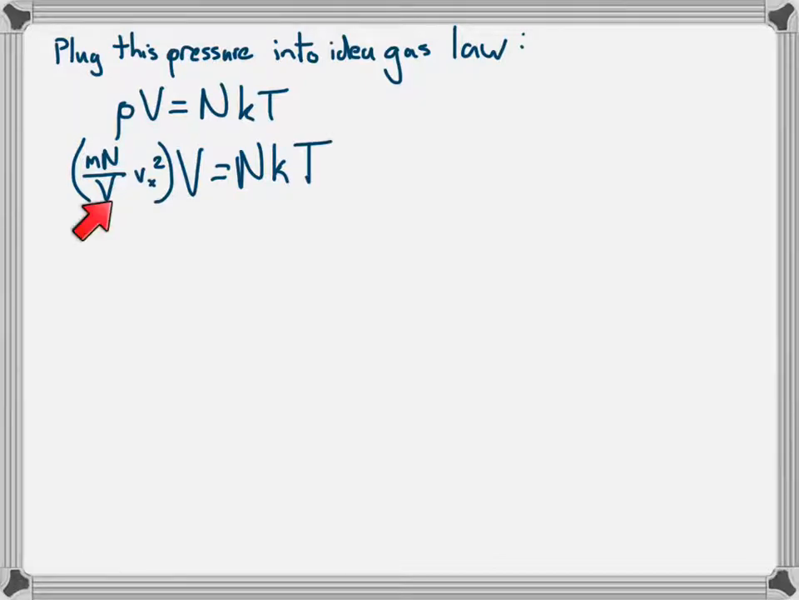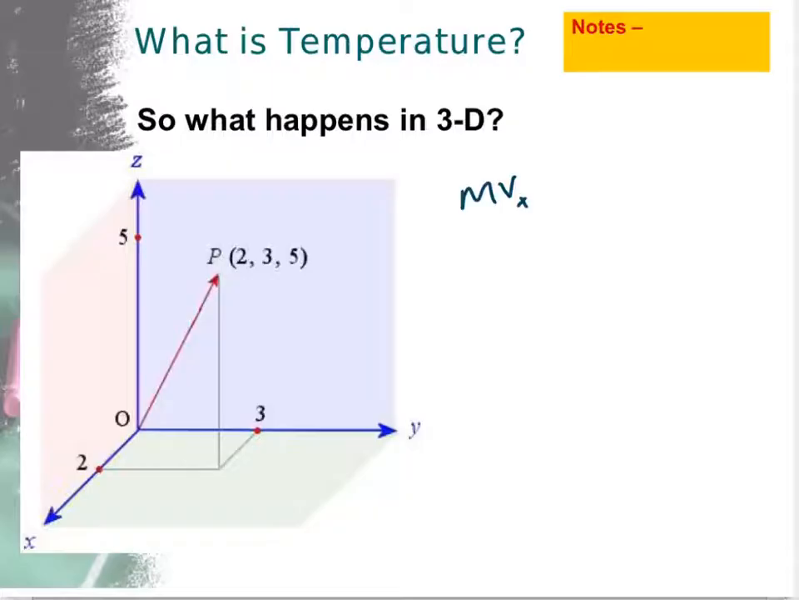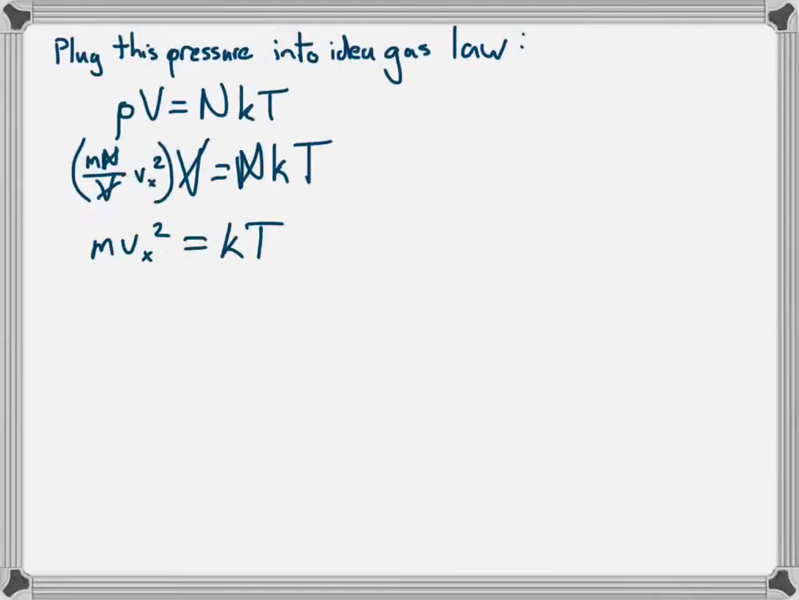And let's do a little simplifying over here. Well, it turns out when you simplify, it looks like a V divides out, and then there's an N on both sides of the equation. So it turns out that m times vx squared equals k times T.